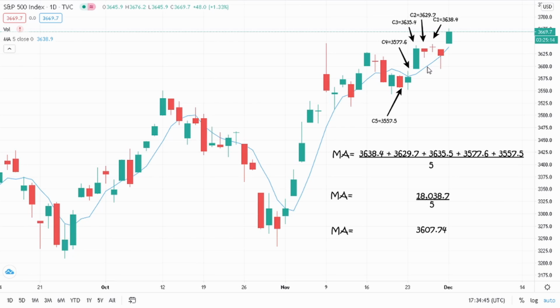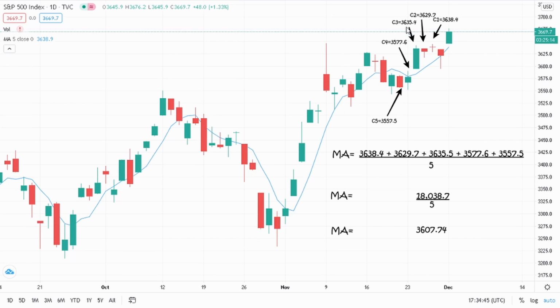So how we do that is we take the closing price of November the 27th, which is $3,638.40. And then we look at 4 closing prices before November the 27th, because that's going to give us 5 price periods that we're looking at, the 5-day moving average. So then we're going to get November 25th, which is $3,629.70. And you're probably wondering why it skipped November the 26th. That's because that was Thanksgiving, so it wasn't a trading day.